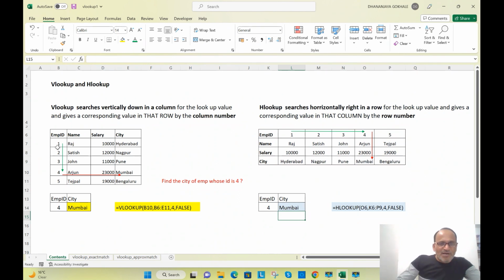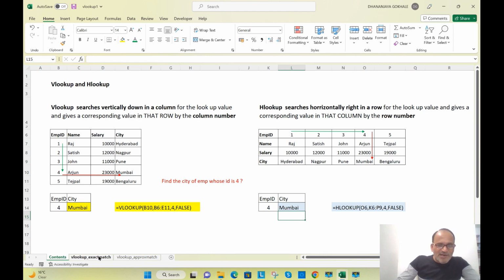Same table, same data. Here we did vertical lookup; same table, same data, but it is put in a different way. So we did horizontal lookup and we got the same value. What is the city of the employee whose ID is 4? It's Mumbai here and Mumbai here. Fine. That's it, to explain how VLOOKUP and HLOOKUP work.